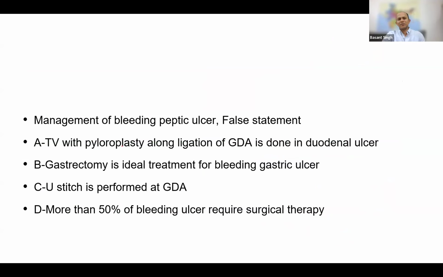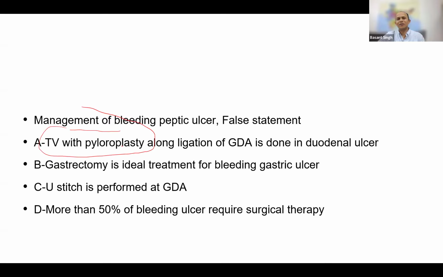Coming to peptic ulcers, management of bleeding peptic ulcers. For now, this chapter has been greatly simplified. Earlier they had given multiple options, but this time they have written a beautiful chapter on peptic ulcer disease. So after the examination, maybe you should read that. So TV with pyloroplasty, this is the treatment for bleeding duodenal ulcer. This we have discussed. That is the most logical surgery, if you ask me.